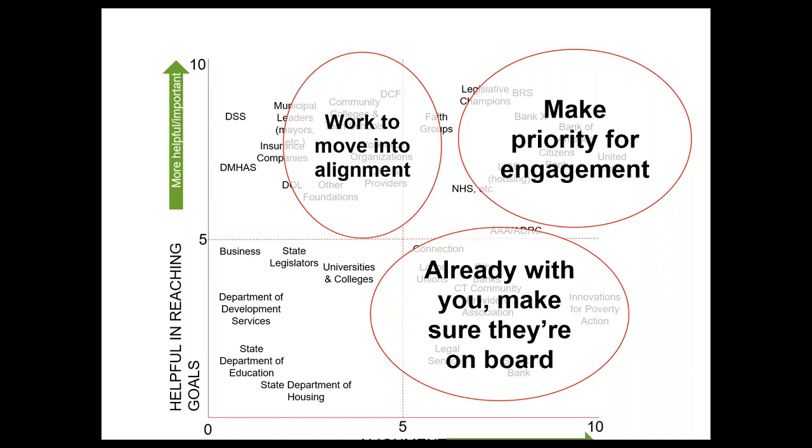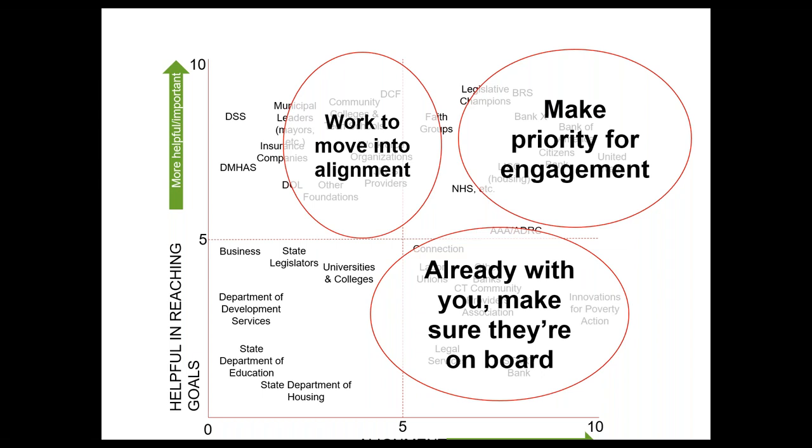And then those in the top right, they have the most alignment with your issues and could be the most helpful, or have the most influence. Those are the people that you make priority for engagement. They're the ones you have coffee with, or virtual coffee. They're the ones that you're doing relationship building with. You're trying to get to know their staff members. You're trying to build and form relationships with them.